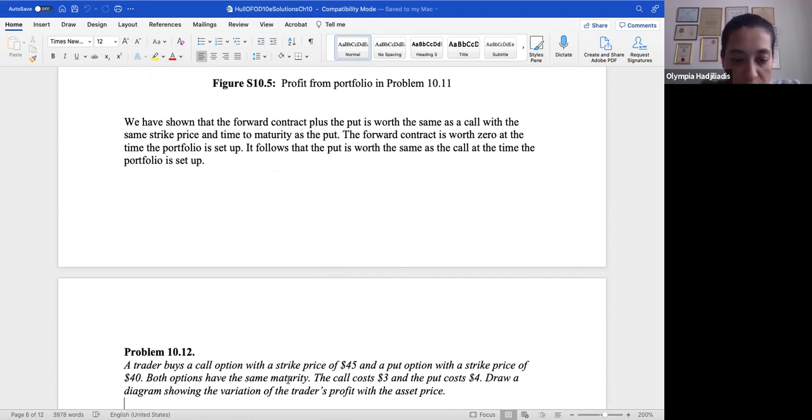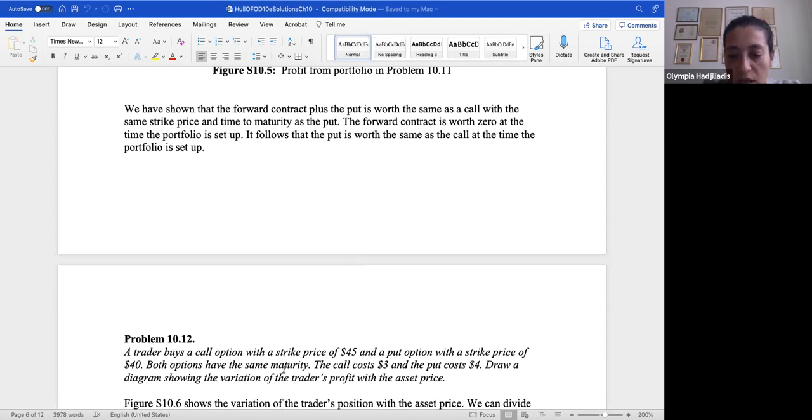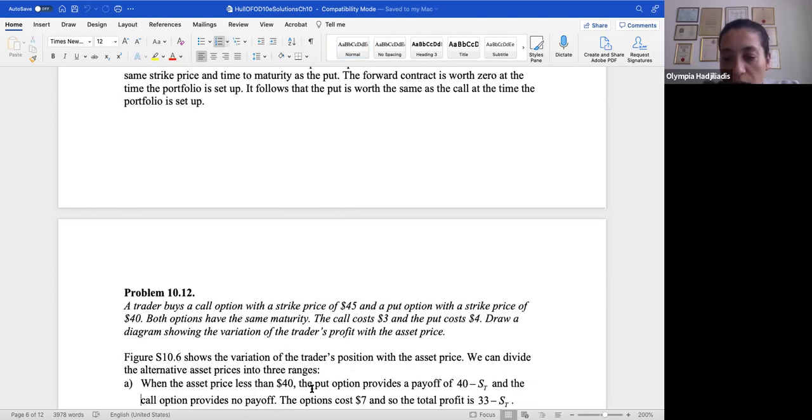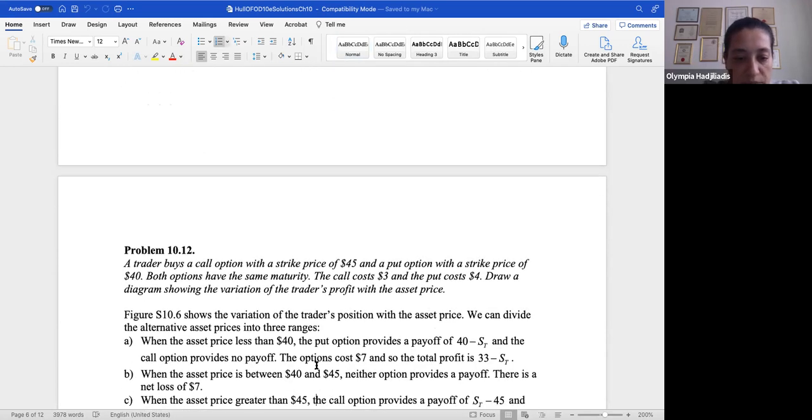A trader buys a call option with a strike price of $45 and a put option with a strike price of $40. Both options have the same maturity. The call costs $3 and the put costs $4. Draw a diagram showing the variation of the trader's profit with the asset price.